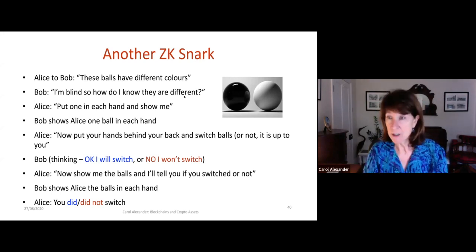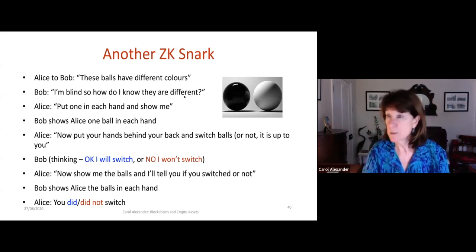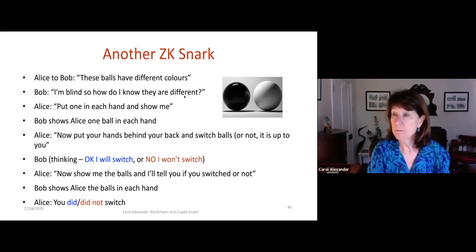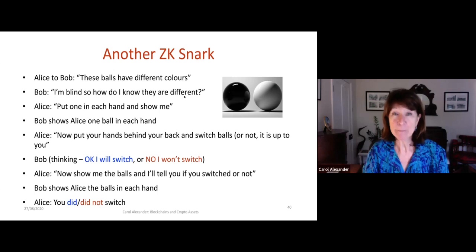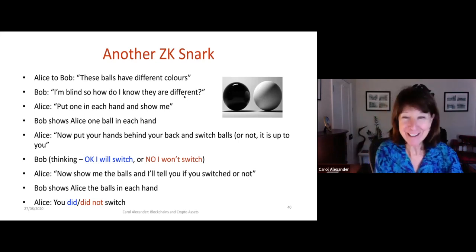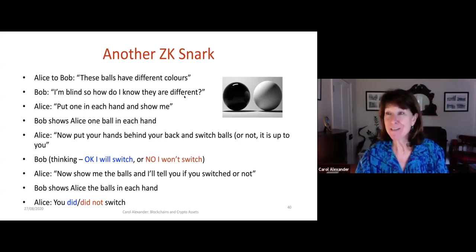It's up to you. You can switch them or not. And so I decide whether I'm going to switch them. She says, well, okay, show me the balls. And I show her. And she says, you didn't switch. So we do it again. And then maybe this time I do switch. It's up to me. And she says, okay, no, you didn't switch. Yes, you switched. No, you didn't switch. And you keep doing like that. And that's why she can prove to me, even though I'm blind, that the balls have different colours.